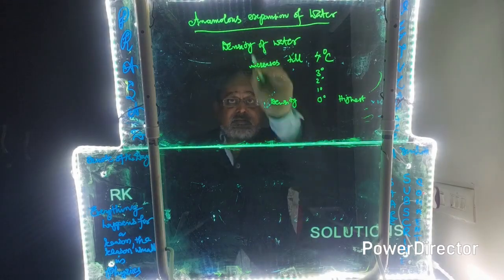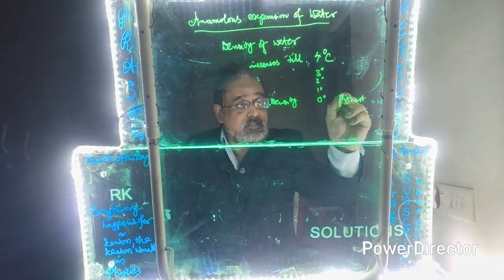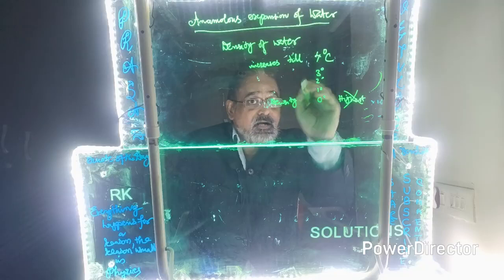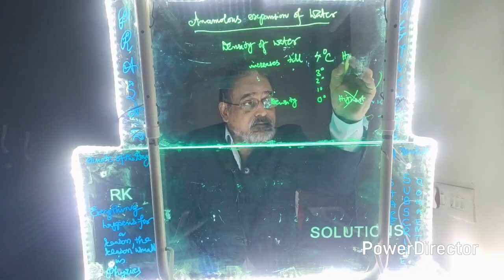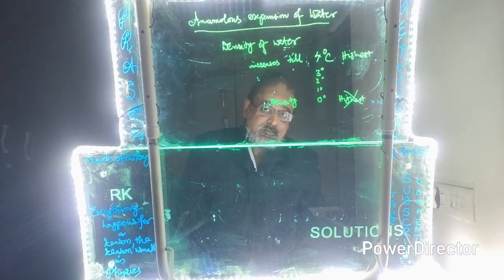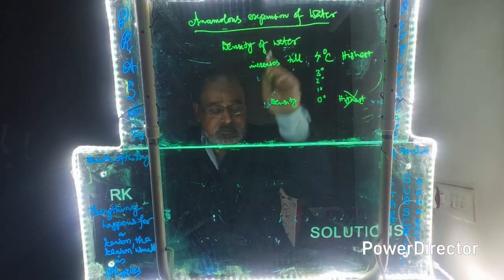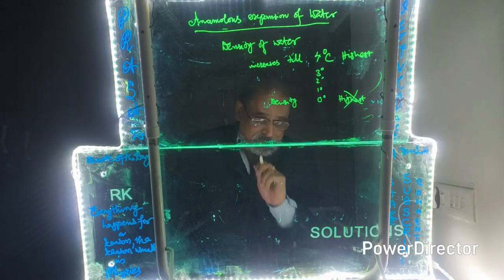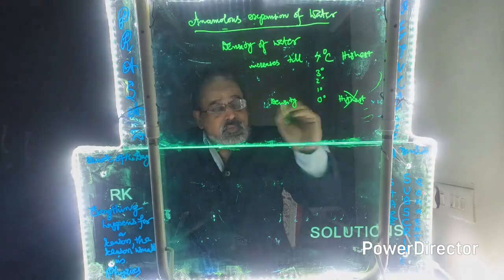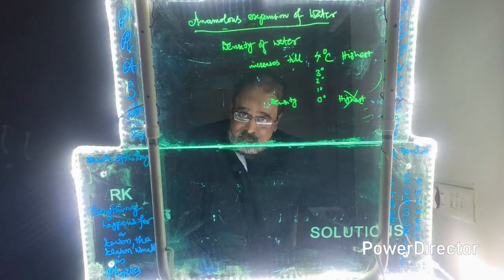But that is actually wrong. The density of water is highest at 4 degrees centigrade. So that is why it is called anomalous expansion of water. It's abnormal expansion of water. Now, why I'm telling you about this?